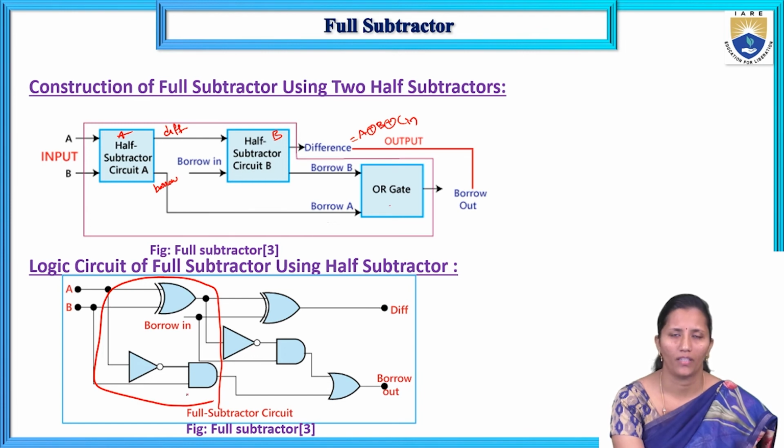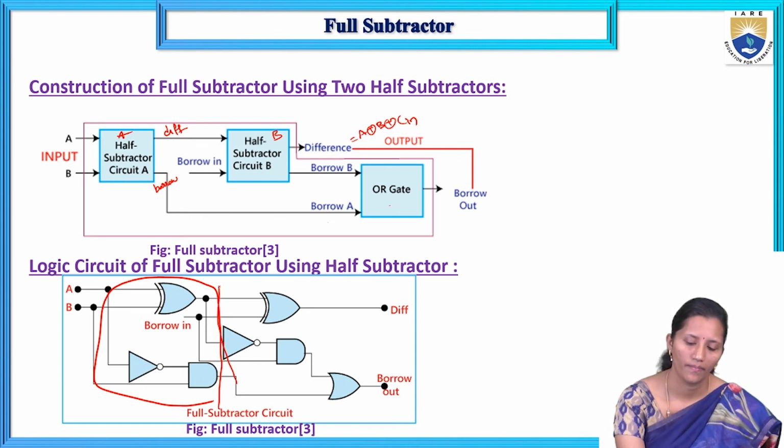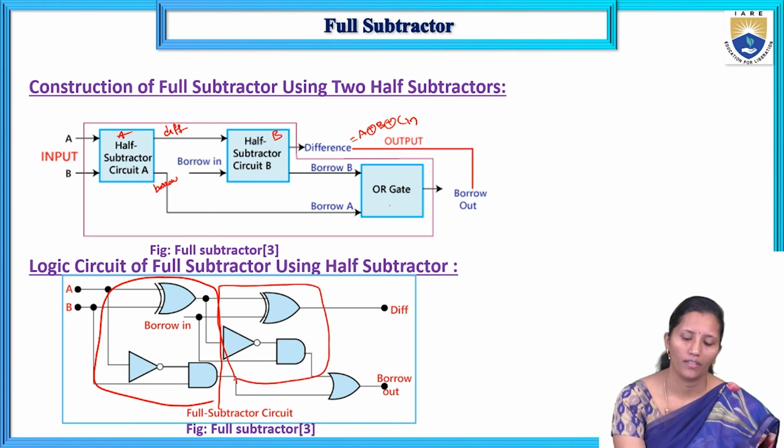So this is the first logic of our subtractor logic diagram. We know the logic of the subtractor contains an XOR gate, a NOT gate and an AND gate. This is another logic of the subtractor.